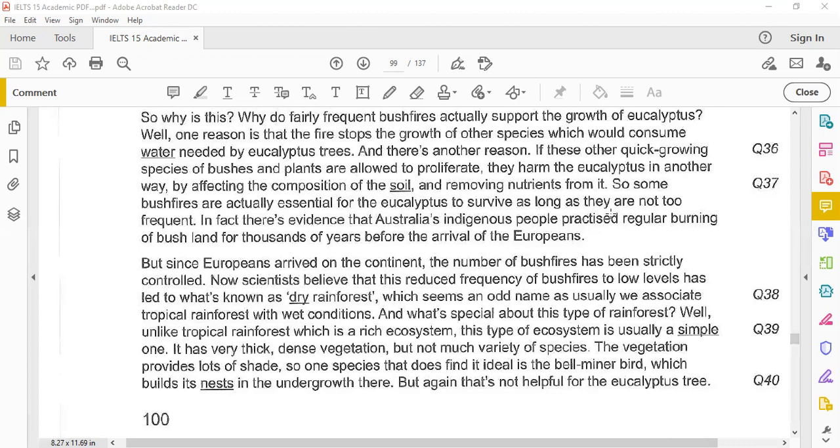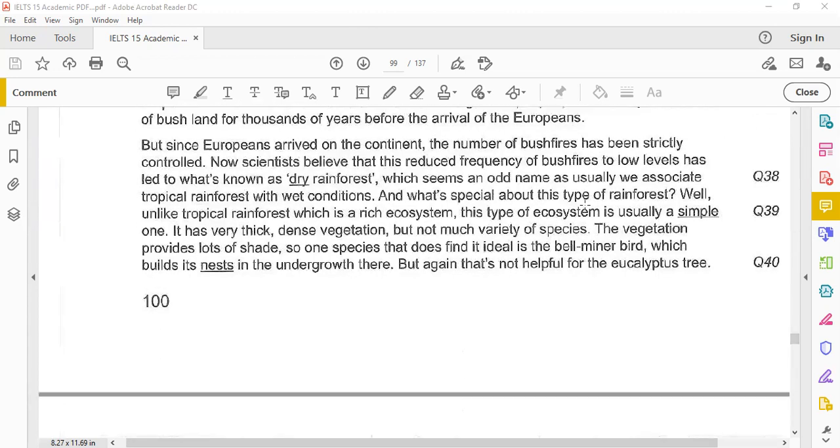So some bushfires are actually essential for the eucalyptus to survive, as long as they are not too frequent. In fact, there is evidence that Australia's indigenous people practiced regular burning of bush for thousands of years before the arrival of the Europeans. And since Europeans arrived on the continent, the number of bushfires has been strictly controlled.